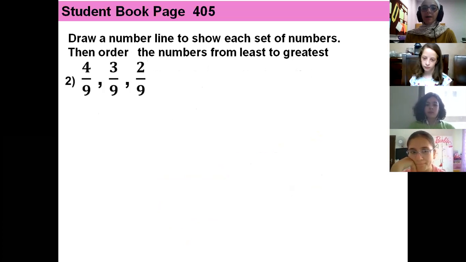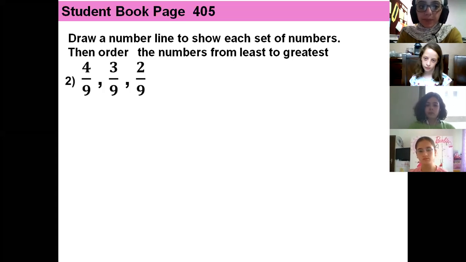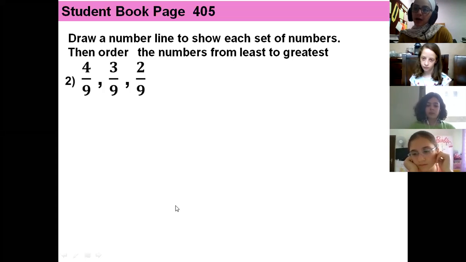Now, we have here 3 fractions. We need to draw a number line and put these fractions on the number line, but we're going to put them in order from least to greatest. First of all, as you see, 4 over 9, 3 over 9, 2 over 9, all the denominators are 9. So that means we're going to have a number line from 0 to 1.